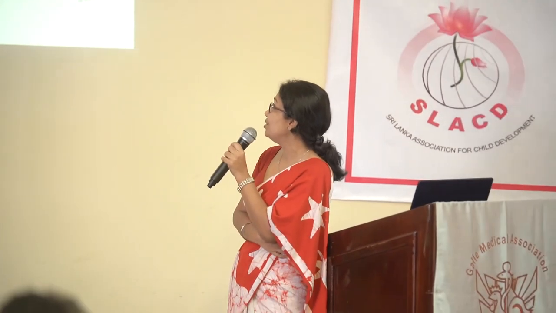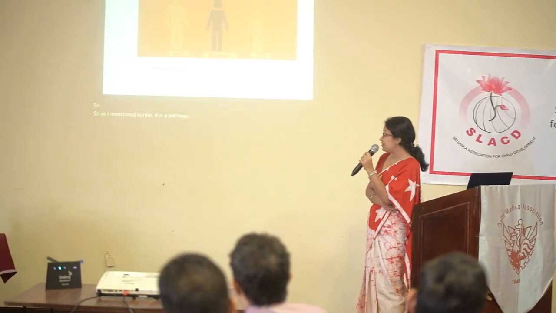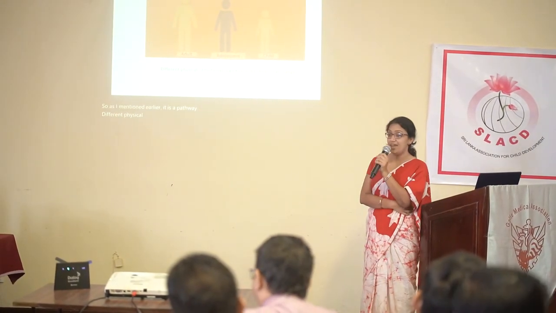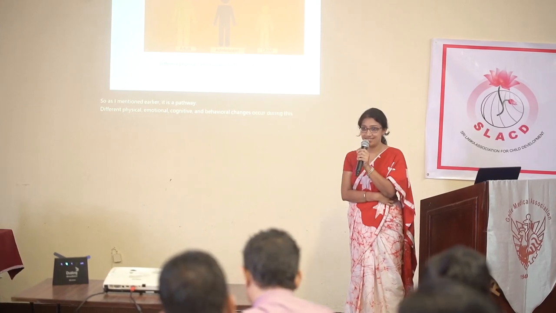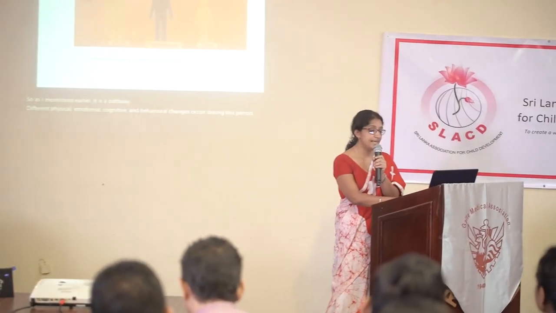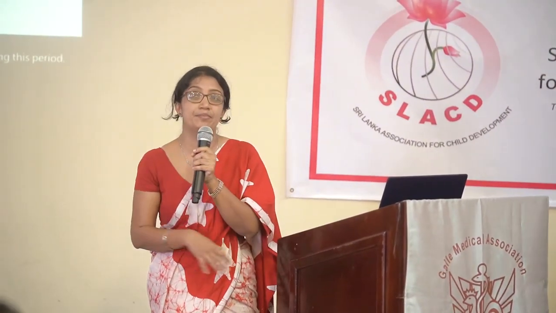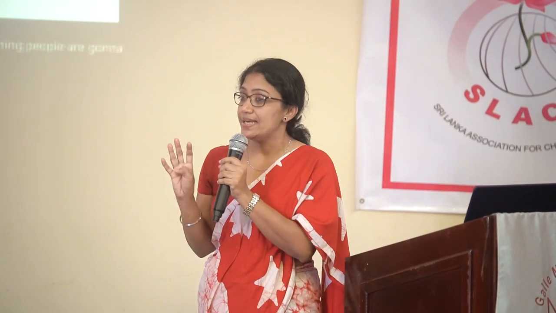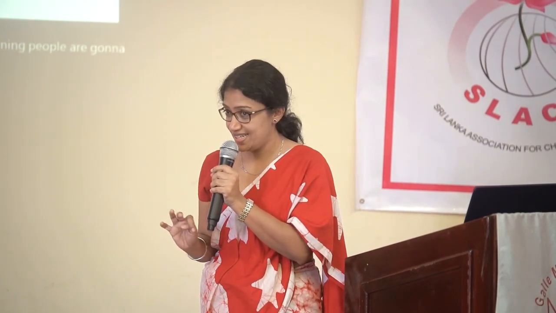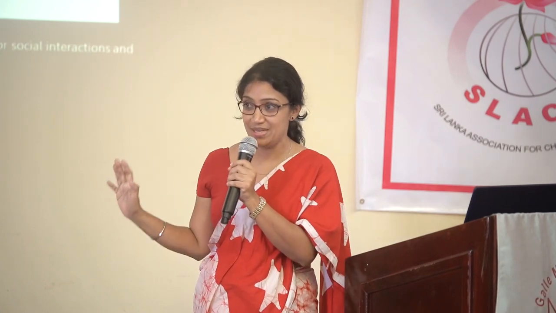Adolescence, as I mentioned earlier, is a pathway to adulthood from childhood. Different physical, emotional, cognitive, and behavioral changes occur during this period. Right? So the same symptoms which Dr. Dilini Vipulagama mentioned earlier, related to autism, there are two core symptoms: poor social interactions and communication, as well as restricted and repetitive interests and behaviors.